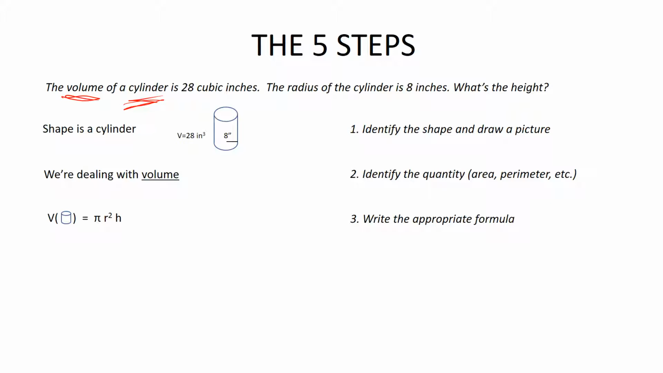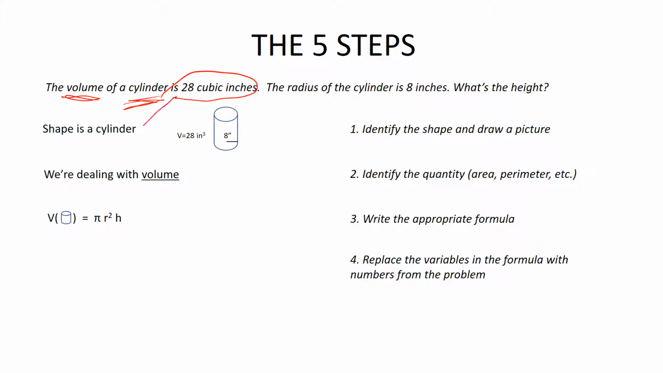All right, now the fourth step, same one. We're going to replace the variables, the letters in the formula, with numbers from the problem. So I'm going to look and see, well, this time it tells me the volume is 28. So I'm going to take that 28, and this time I'm going to replace V with the 28. Pi is pi, it's the 3.14. That's a constant. Don't worry about that right now.